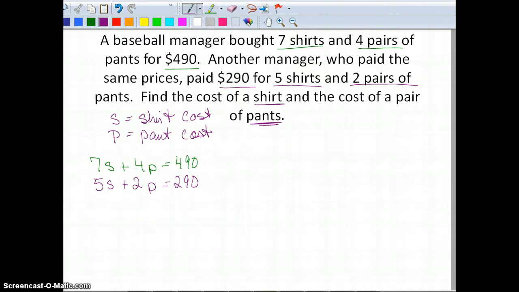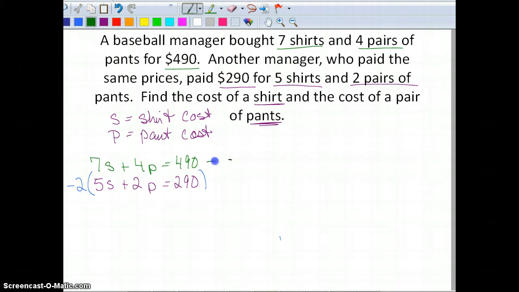Okay, now when I look at this one, every variable that I have has a coefficient other than 1. So once again, I'm going to use the elimination method. So I have 5 and 7, my coefficients of S, 4 and 2 are my coefficients of P. I want to eliminate the P's because it's going to be easier for me to have a positive 4 here and a negative 4 here. So I'm going to multiply every term on the second equation by negative 2.